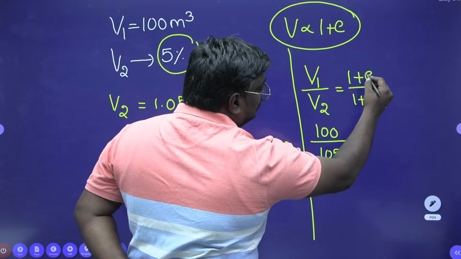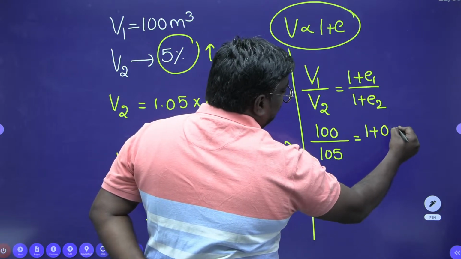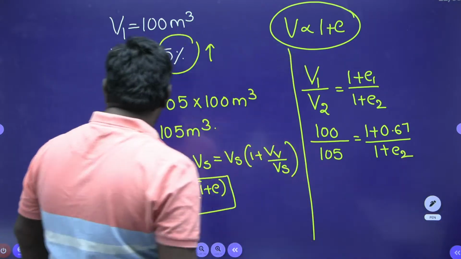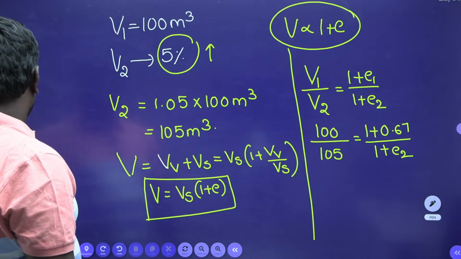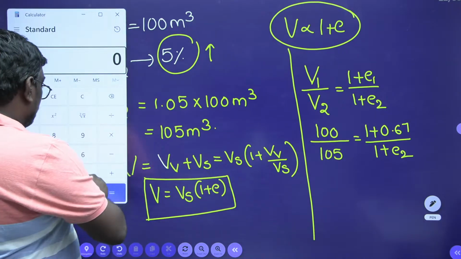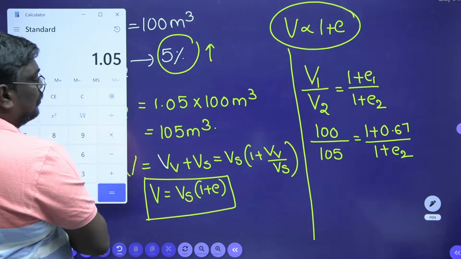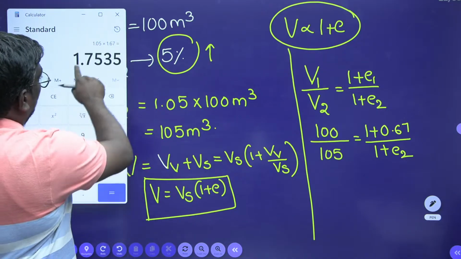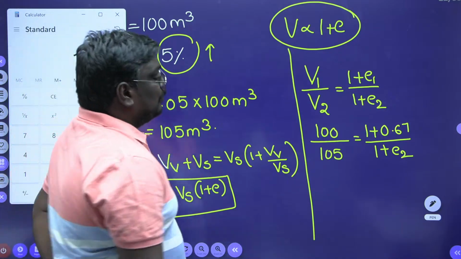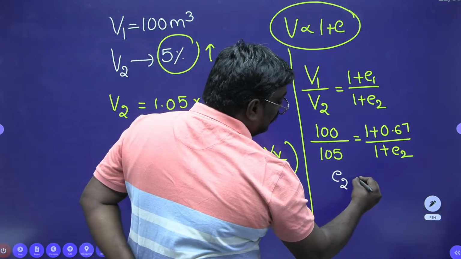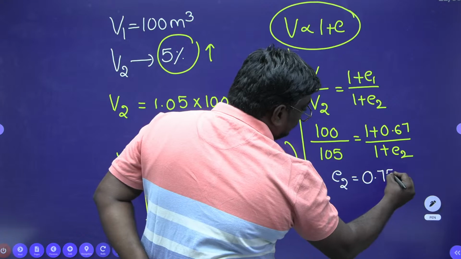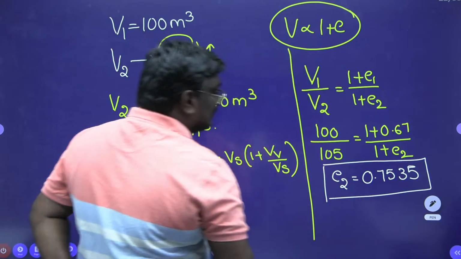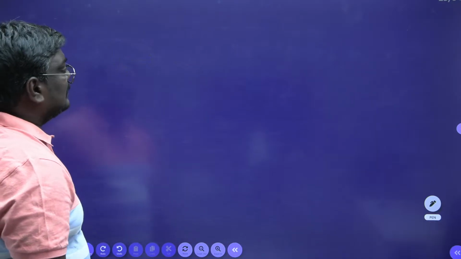This will be equal to, what is the initial void ratio? 0.67, so (1.67) upon (1 plus e2). So simply you can do this problem. See students, if I use the calculator here, 1.05 into 1.67, you will get 1.735. If you do this, you will get a value of e2 equal to 0.7535. So the void ratio is given as 0.7535.